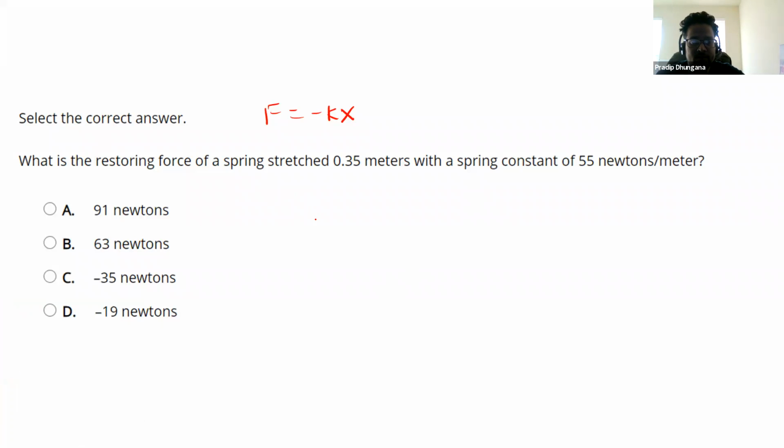Write it here. So negative k is 55, and then x is this time displacement due to stress, 0.35. That is around negative 19 newtons. So the correct choice is D, negative 19 newtons.